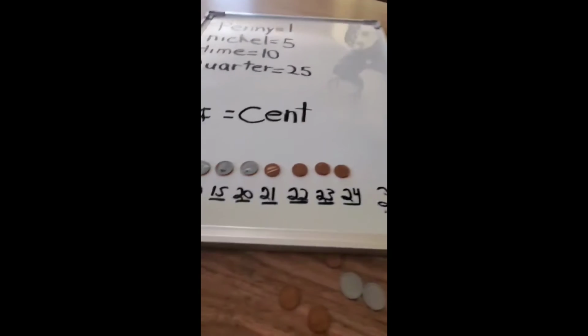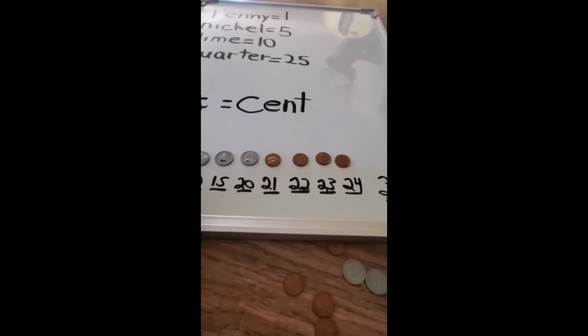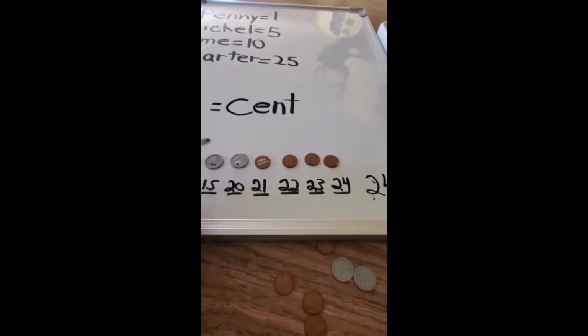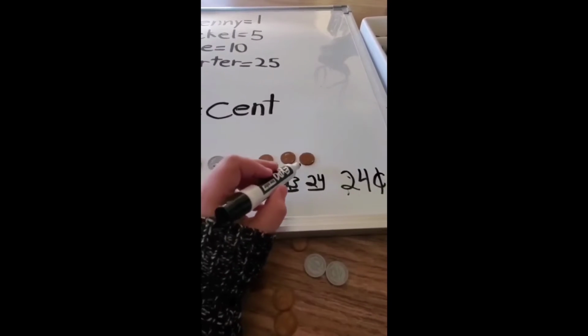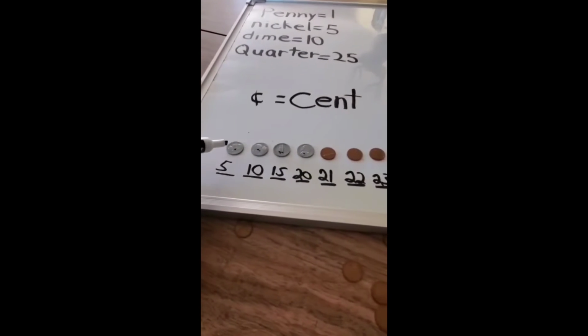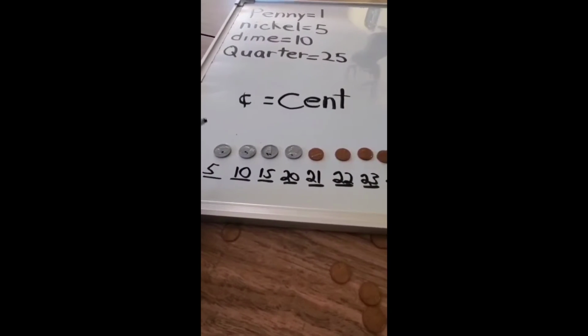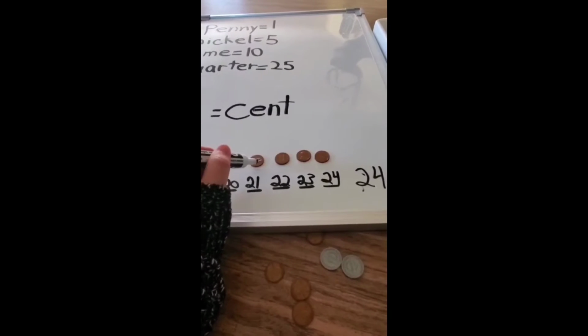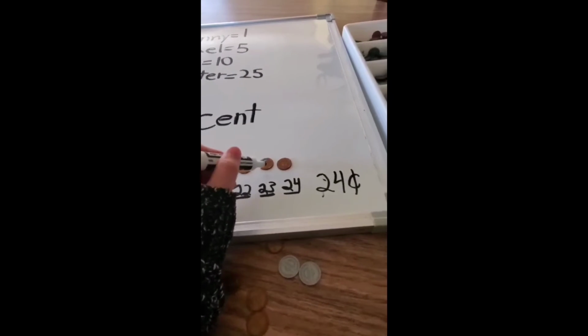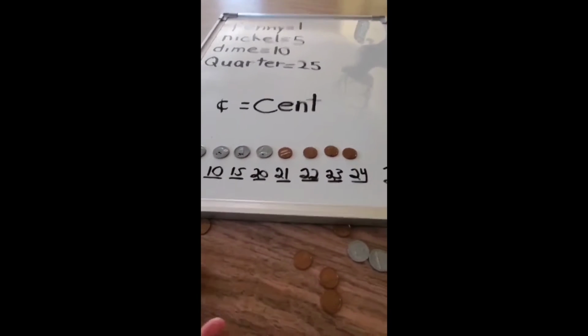24 cents I have. And I did that by counting by 5s until I hit the last one. And then I started counting by ones when I hit the pennies. So let's try that. I'm going to do it again so you guys can kind of see. 5, 10, 15, 20, 21, 22, 23, 24.